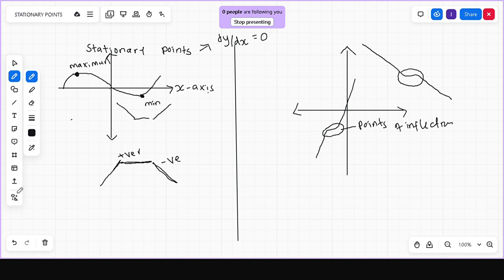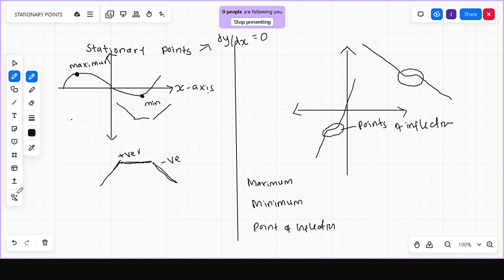So we always have three stationary points. The first one is called the maximum point, which I showed you up there, where the cursor is moving. Then you have the minimum point. Then we also have the last point called the point of inflection. Those are the three stationary points in a curve.